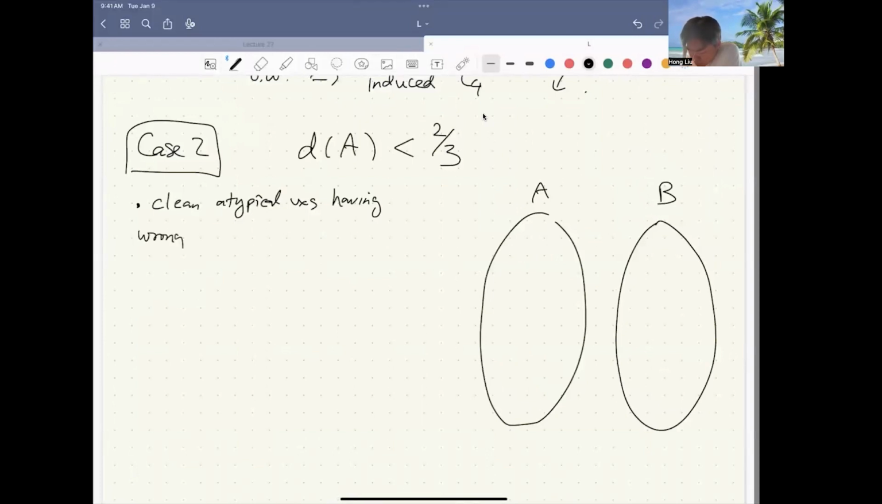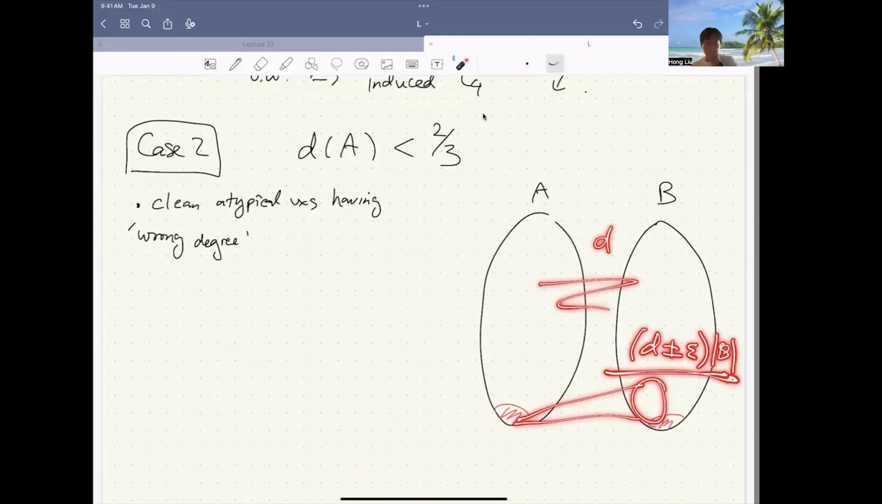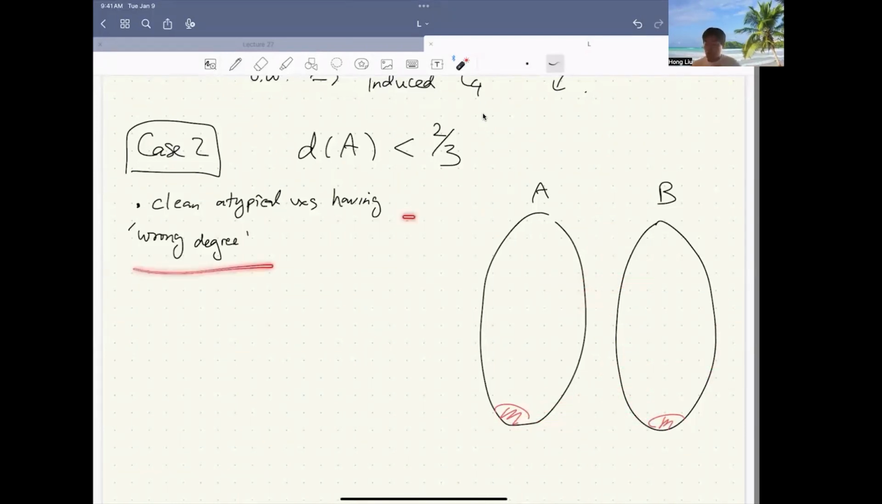Having wrong degree. So that just means you have some parts that we remove from A and B. The vertices here, so if the density between A, B is D, then the vertices here have degree to the other side out of the range D plus minus epsilon times B. For a typical vertex, the degree should be D plus minus epsilon times B. So you get rid of those atypical ones, and such atypical vertices number a little o(n).